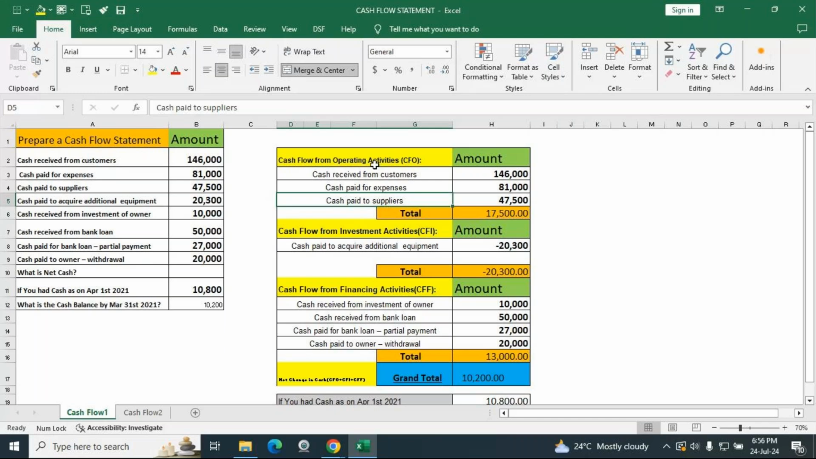Whatever amount I am spending, here I am receiving the amount, here money is going out of my pocket, and here also money is going out of the pocket. So there are certain things happening on a day to day basis.